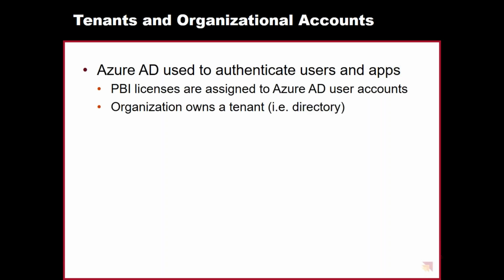Now, a company owns a tenant, which is basically a directory that has containers of things like users inside of Azure AD. Sometimes you create it for Office 365, and it's called an Office 365 tenant. It's really just an Azure AD tenant that was created with Office 365. Sometimes we start creating a new account just with Power BI, but Azure AD is behind it, and an organization is in charge of that particular tenant. Now, a tenant contains user accounts and groups.